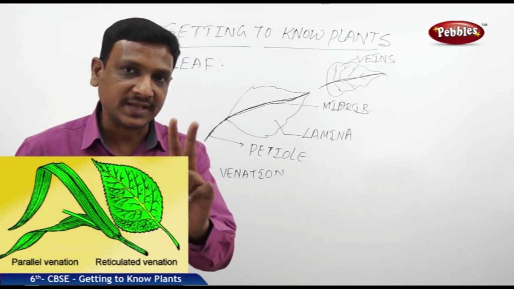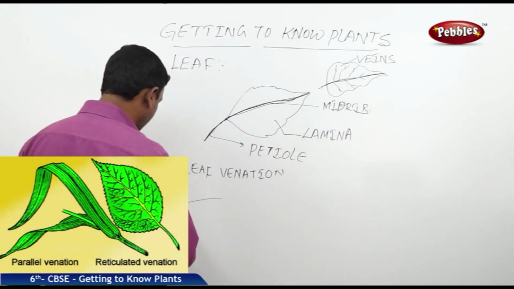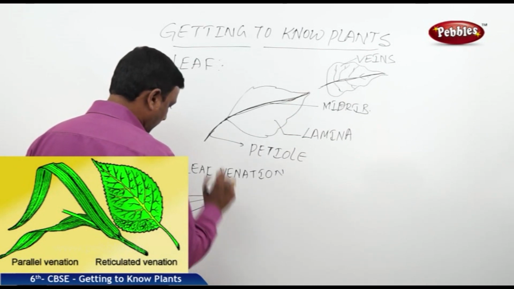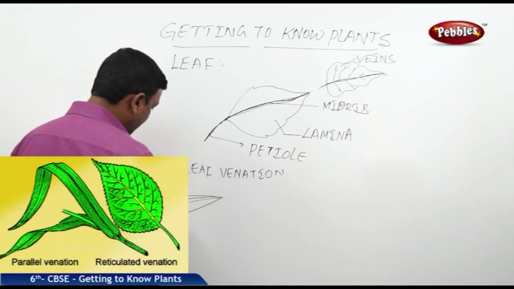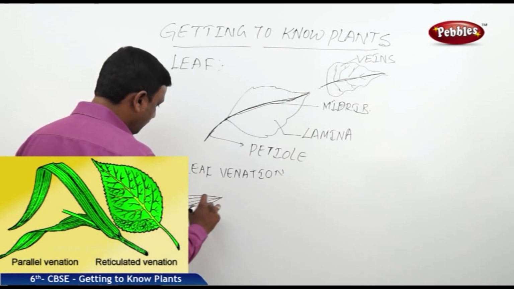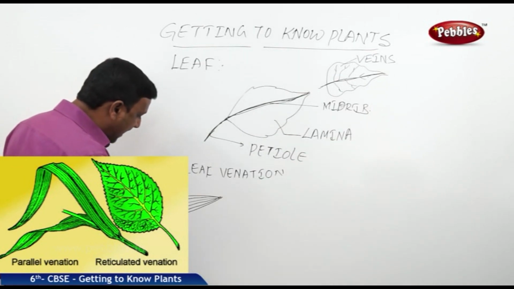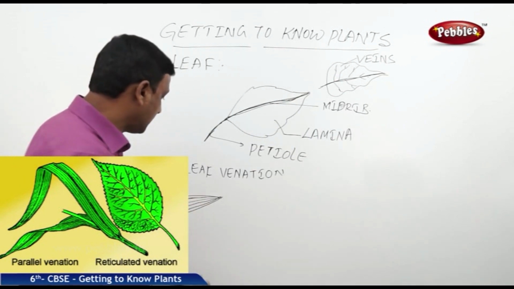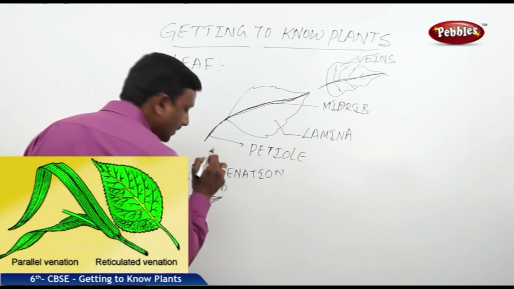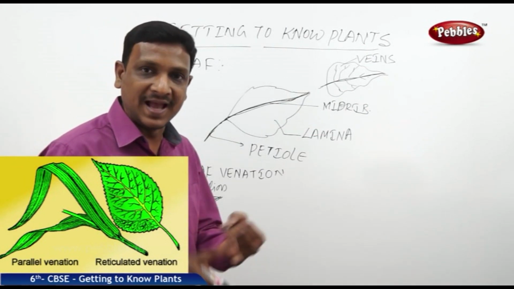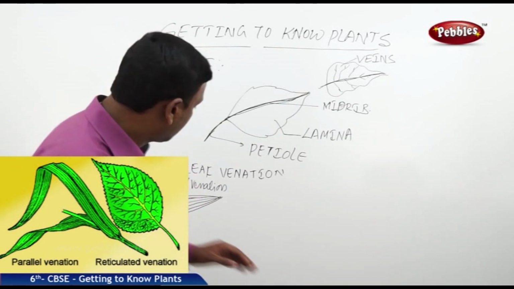Generally, we find two different types of venation in leaves. What is that venation? Let's see. In some leaves, see this leaf. Here the veins arise at the petiole and extend till the tip of the leaf. There are no branches. You cannot see the branching of the vein. The veins run parallel to each other. This is called parallel venation. This is especially seen in plants like grass, rice, wheat, maize, sugarcane. In all these cases, we find parallel venation.